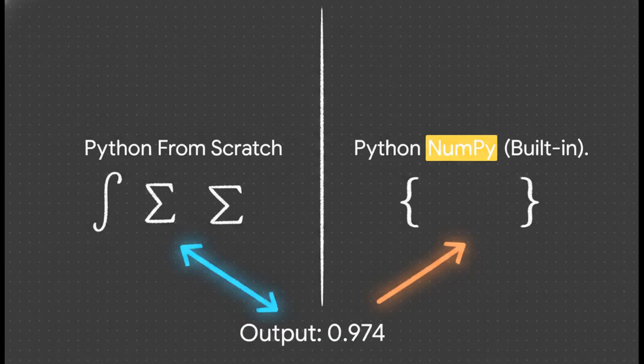And the best part is just how accessible this is to actually program. Whether you code every algebraic step from scratch to truly understand the mechanics, or you use built-in Python libraries like NumPy, in a production environment, the underlying geometry behaves exactly the same. Both approaches will smoothly output that highly similar 0.974 score we saw earlier.